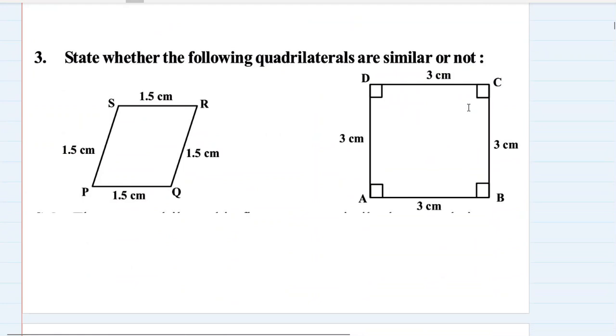State whether the following quadrilaterals are similar or not. No, they are not similar. See, their sides are proportional. The side of the rhombus over here is 1.5 centimeter. The sides of the square are 3 centimeter. So there is a ratio of 1:2 between the sides of the rhombus and the square, but the angles are not equal. Two similar figures must have equal corresponding angles, and the ratio of their corresponding sides must be equal. Here the angles are not equal. This angle is not 90 degrees. Here the angles are 90 degrees, so they are not similar.